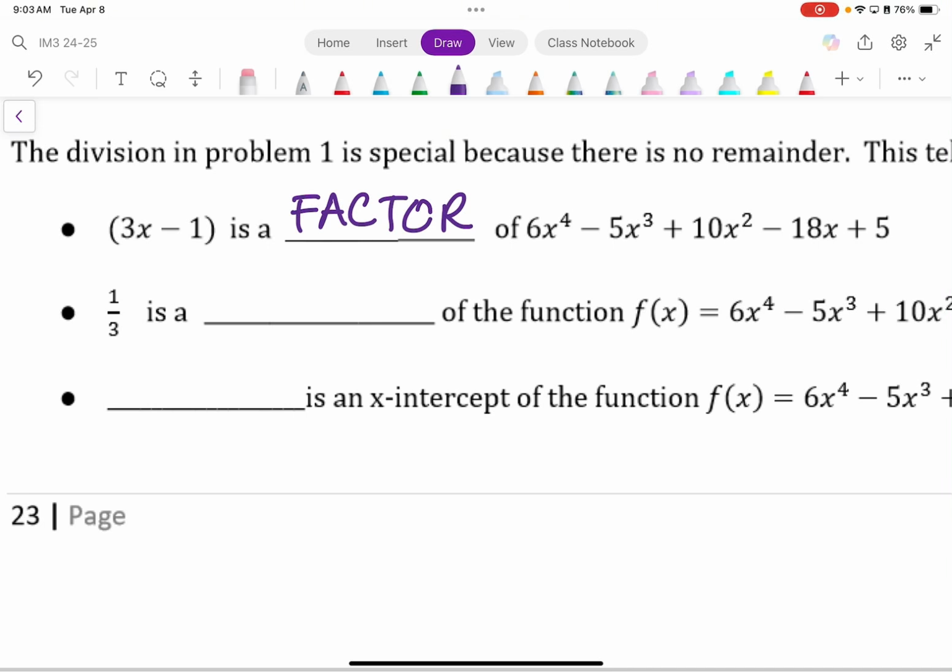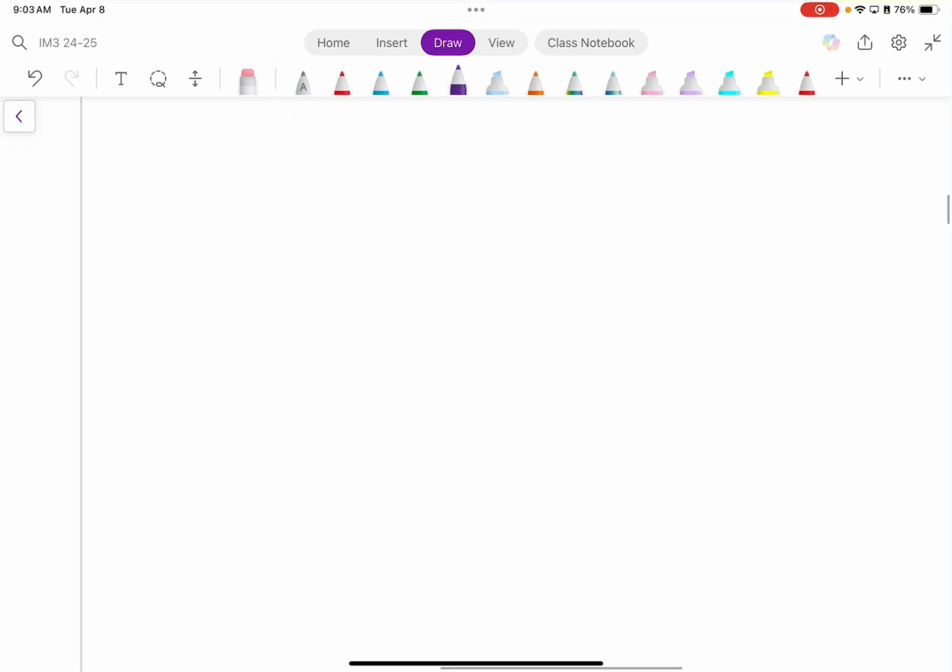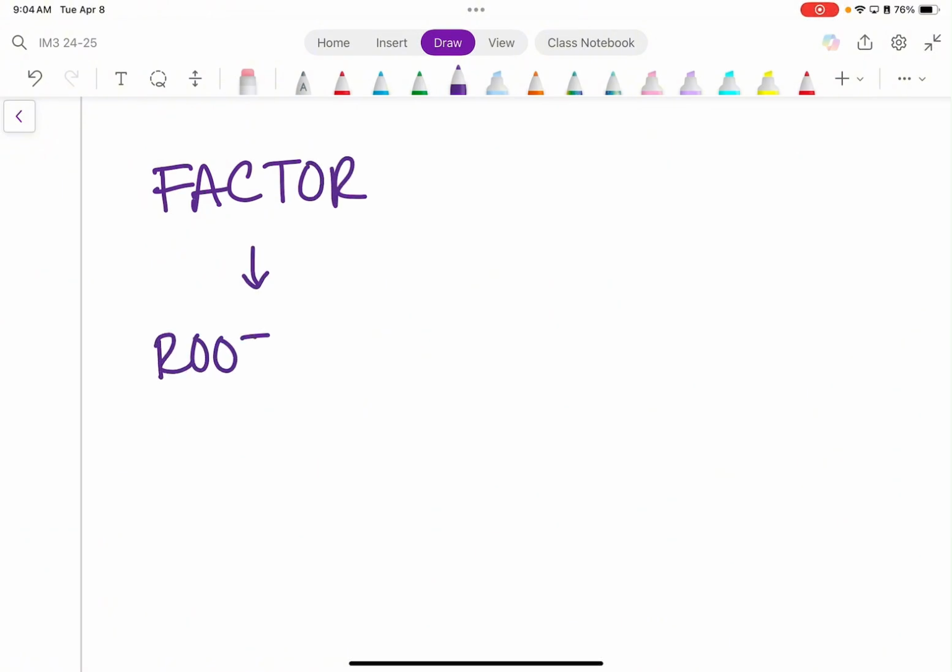So we're going to apply that to our polynomial division. When you divide by a polynomial, if you have a remainder, then it is not a factor. If you don't have a remainder, it is a factor. So in this case, because we don't have a remainder in problem 1, then 3x minus 1, which is what we divided by, is considered a factor. There are 3 representations of a factor. Let me write it here on the side. You don't have to write this down, but just follow along. So there's 3 things, right? You'll see something that's called a factor. You'll see something known as a root, and then you'll see something known as an x-intercept.